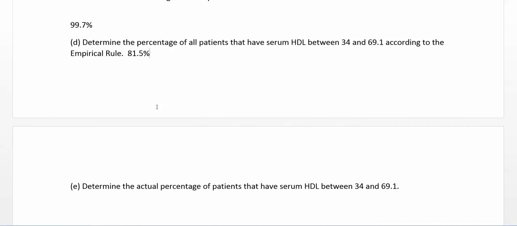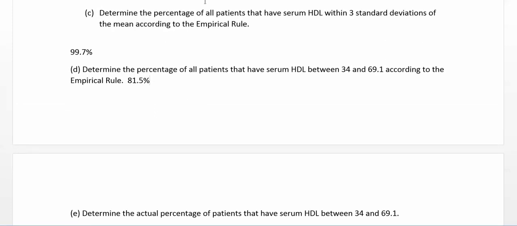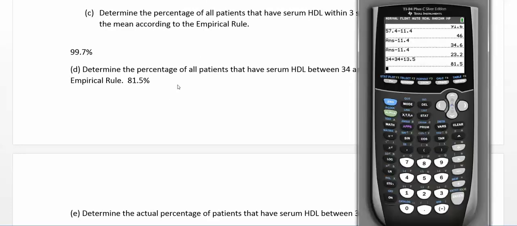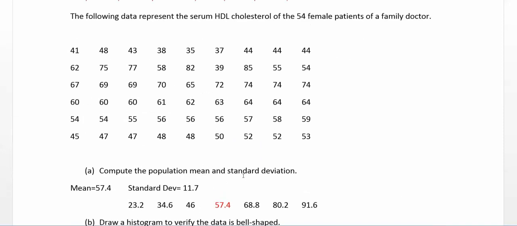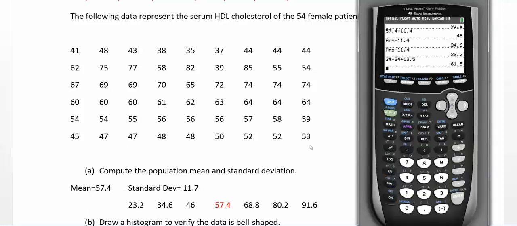Let's see. Determine all patients that have the serum between this and this. Okay, so this last question is asking to determine the actual percent of students that have a serum between 34 and 69.1. So if we come up here, we count how many of these actually show up within that range. Now I'm going to use a little calculator cheat on this, not a cheat sheet, but let me go to stat. Let me sort the list. Sort ascending for list 1.